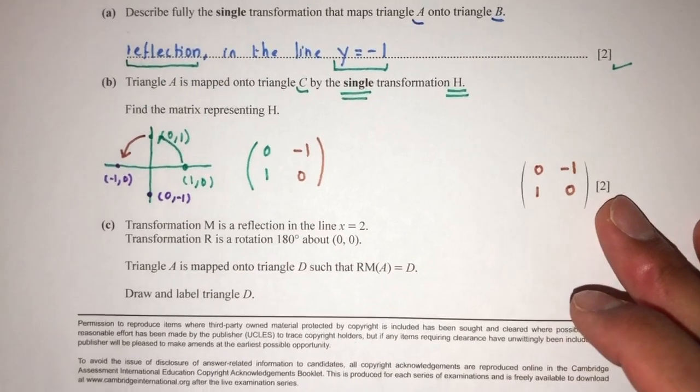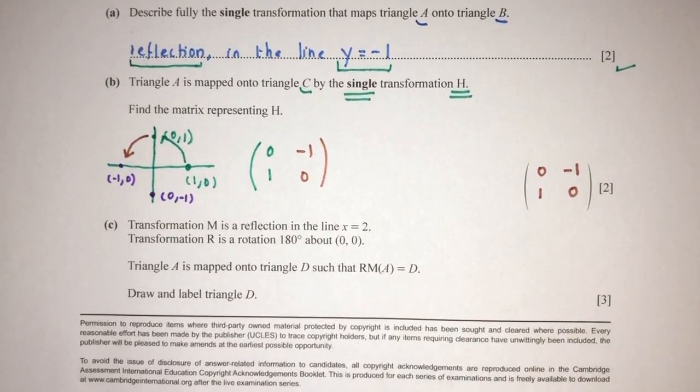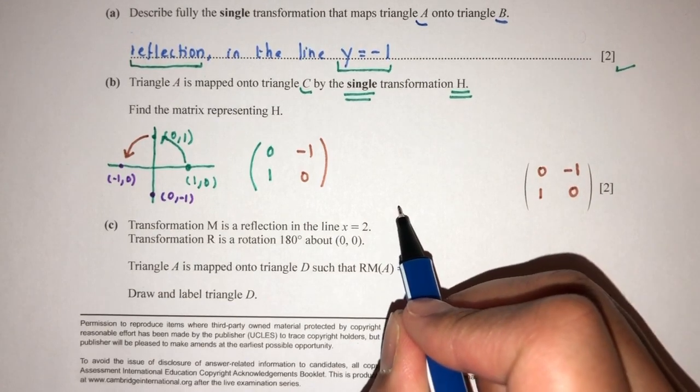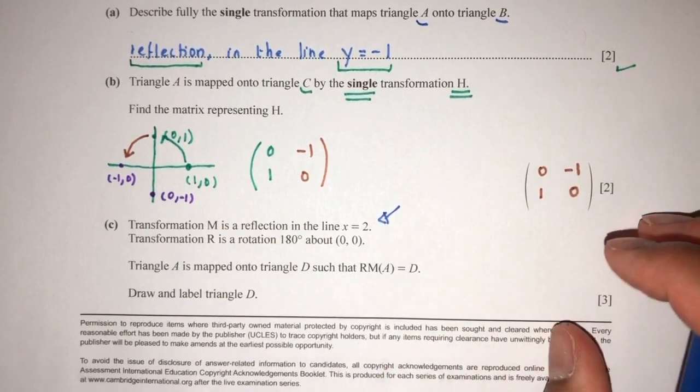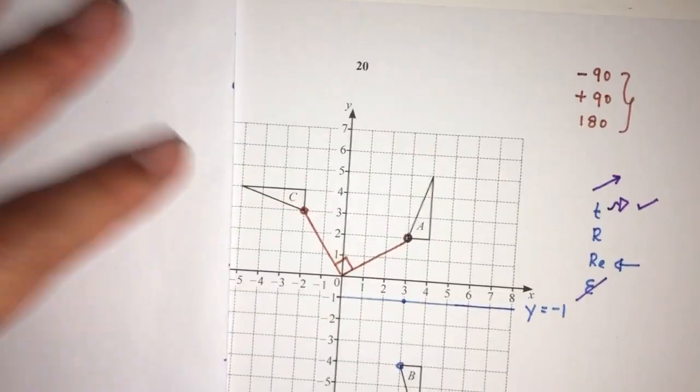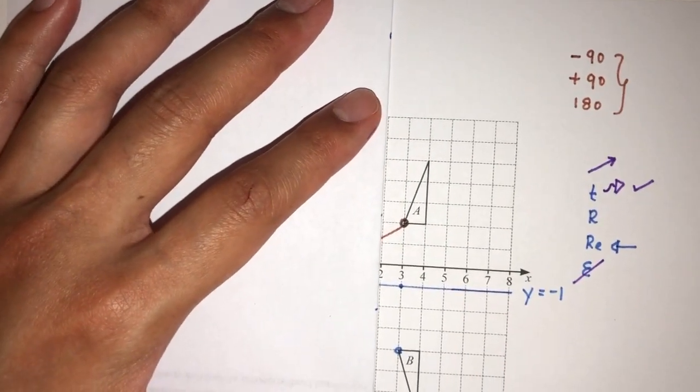Now let's move on to part C of the question. Transformation M is a reflection in the line x equal to 2. Okay, so what we can do now is first draw this line. So this is my reflection line x equal to 2.